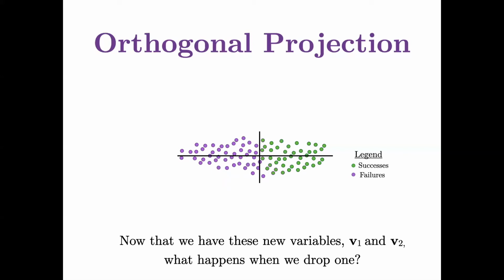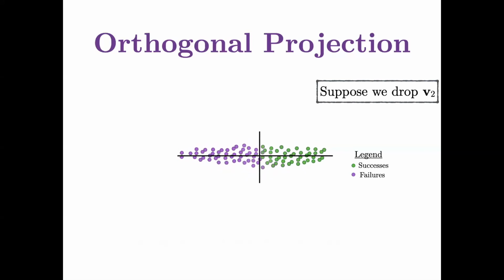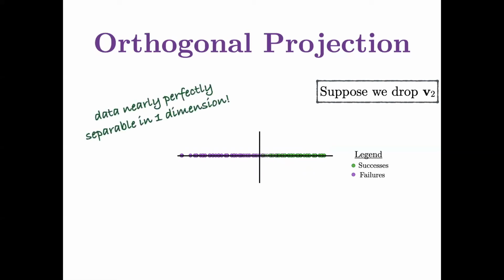So what happens when we drop one? If I drop V2, I find I have this one-dimensional representation where the data is nearly perfectly separable. I could easily come up with a rule, maybe to split when V1 is greater than 0 and less than 0, a rule that separates those successes from the failures.